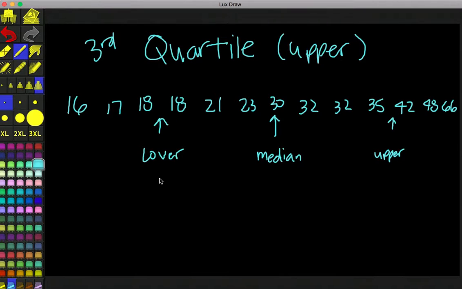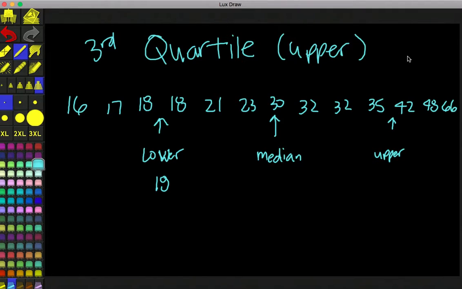Well, luckily in this case, my lower quartile is just 18 because there's nothing in between those two. But in this case, there is, it's 35 to 42. There's a 7 number span. So I need to find the number that's in between those.